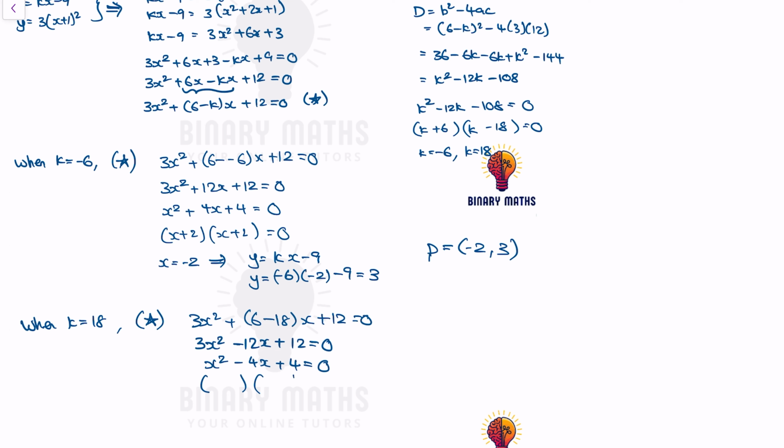If I factorize this, again I'm getting x take away 2 times x take away 2, which means my solution is x is equal to 2, which makes sense. Again, we're getting one solution, it's a tangent. So x is equal to 2, your y is equal to kx minus 9 again. Your k in this case is 18, your x in this case is 2, take away 9, which is 36, take away 9, which is 27. So your point will be, second solution for your p value is 2, 27. And that would be your final answer.